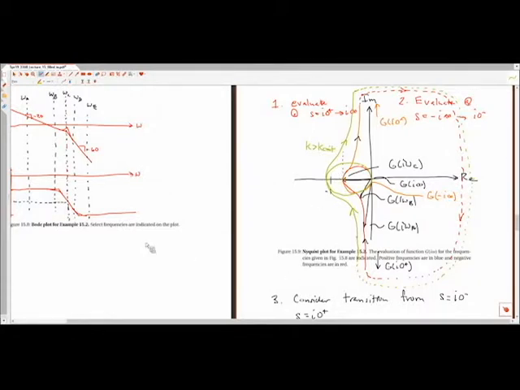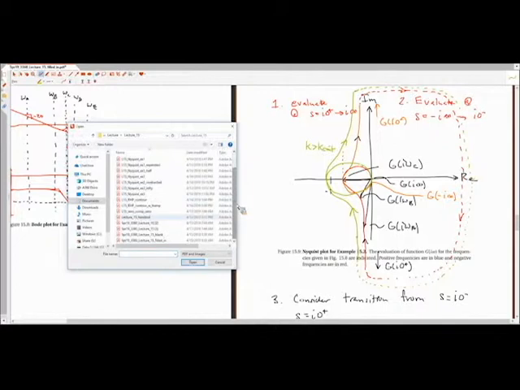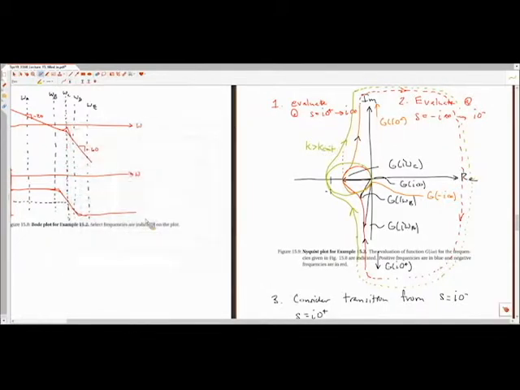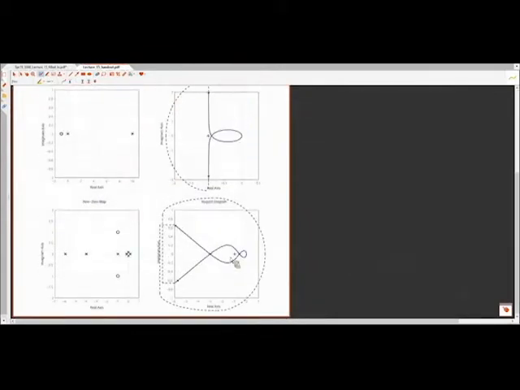In front of you, we have a handout. So I'm going to go through that handout. Okay, so this is what you should see in front of you.